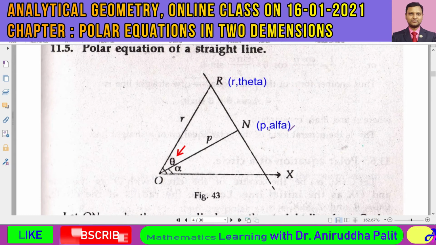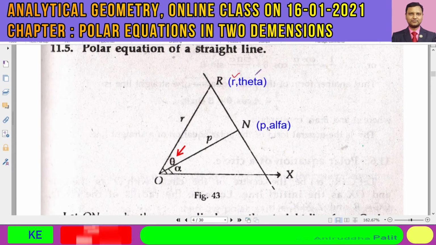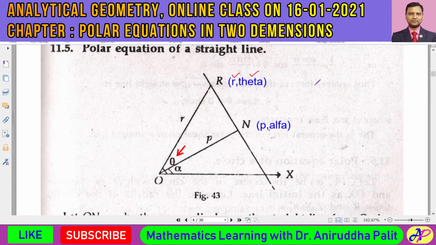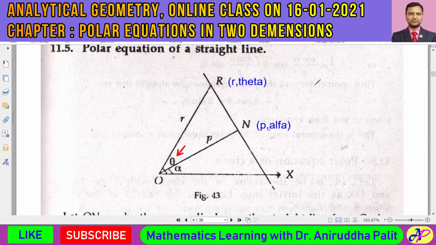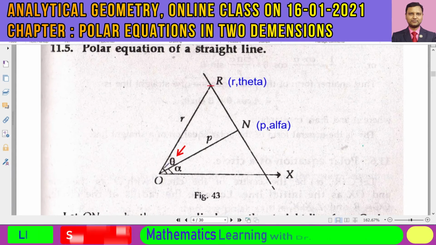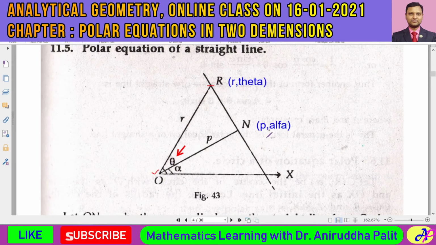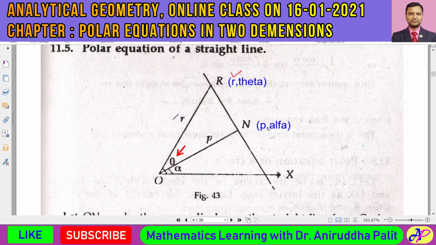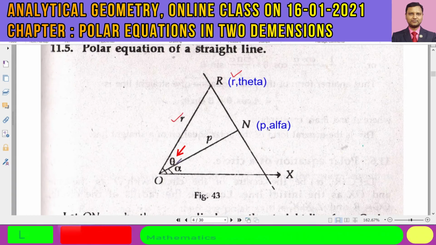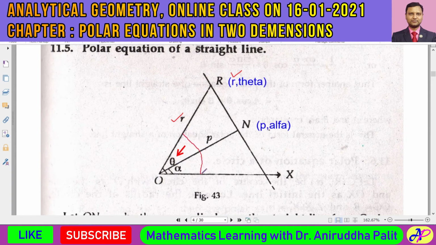So we first assume that the polar coordinates of this point are small r and theta. If we join this point R and the pole, we get the radius vector of the point capital R, which is taken as small r. And this angle would be the vectorial angle theta of the point capital R.